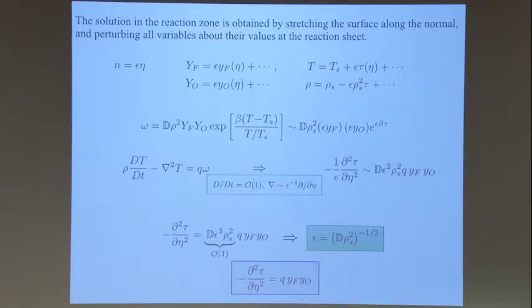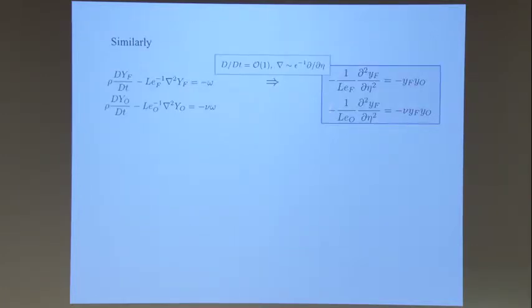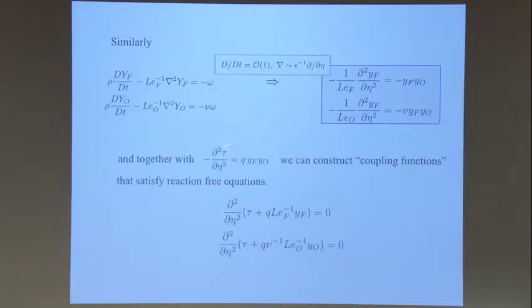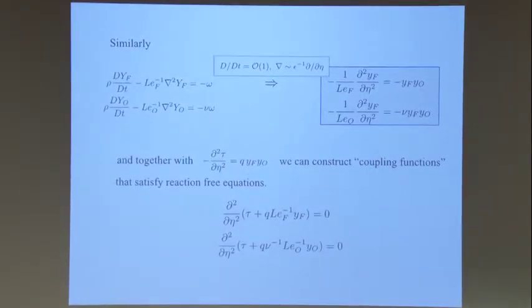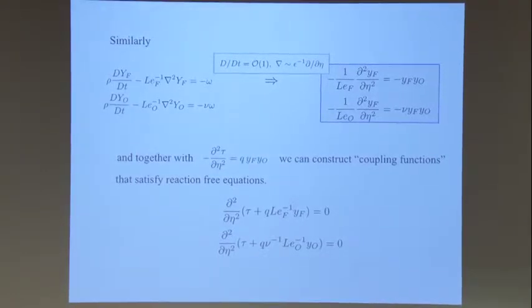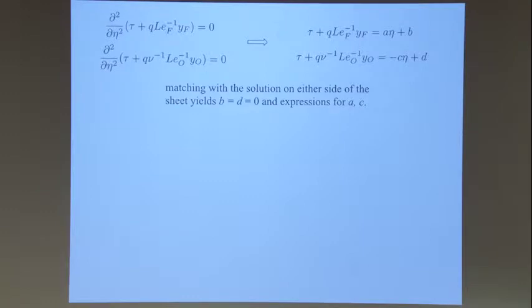Of course, there are similar equations that you construct for YF and YO. In fact, you can also construct, here they are, okay? And when you combine them with the equation for the temperature, you have these coupling functions that are always obtained inside the reaction zone because there is no convection term that disturbs you in constructing these equations. So you can solve these. These are linear equations, easy to solve, and then you substitute into the equation for tau, for the YF and YO, to solve for it. So this is essentially what is done.